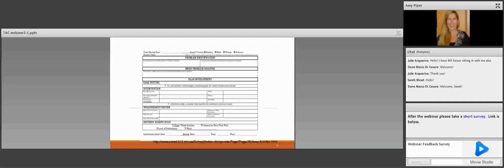And this is an example of what a plan might look like, and this actually comes from Minnesota, looking at a particular student, bringing them in at Tier 2. What's the problem? How do I identify it? Looking at the problem analysis, what do we think is going on? What is the goal? What would the interventions be? And how are you going to measure them? And then how are you going to decide if it's working or not?